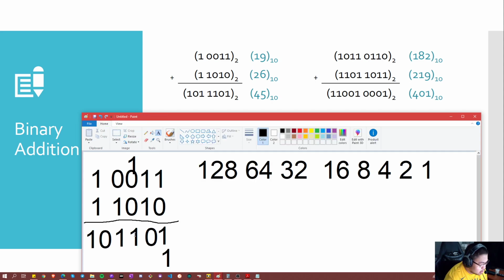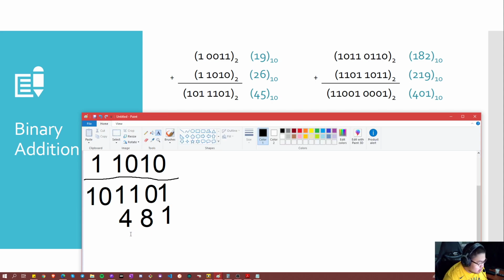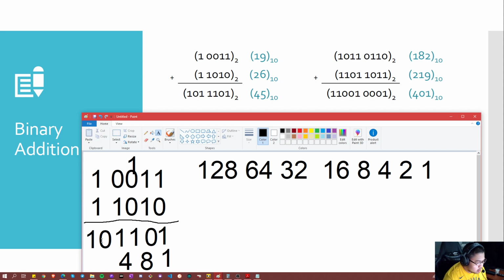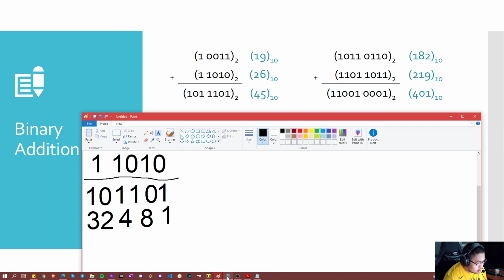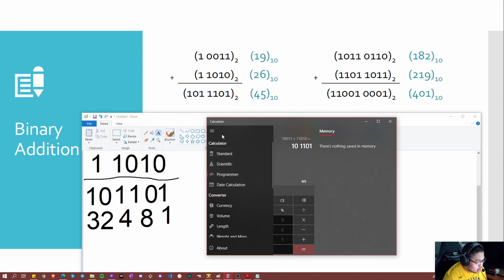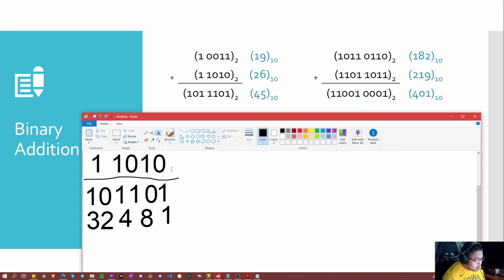So what does this stand for in binary? This one is 4 and this one is 8. So they are on 4 and 8. And then this one is 16 and this one is 32. So we just add up all of these. That is 32 plus 4 plus 8 plus 1. So the decimal for this is now 45.